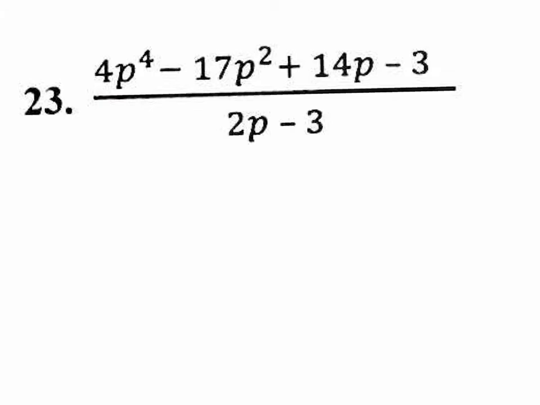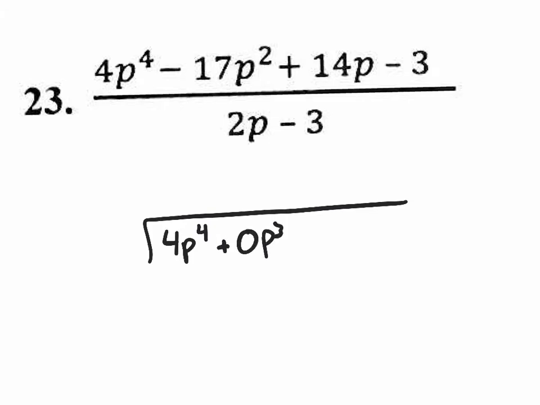So to set up 23, didn't I explain this on the video? No? Yeah, so inside of the division box, I'll just do the first part, setting it up. You're going to put 4p to the fourth. Now there's no p to the third, so you're going to put 0p to the third. And then you have the minus 17p squared, you have the plus 14p, and you have the minus 3 at the very end.